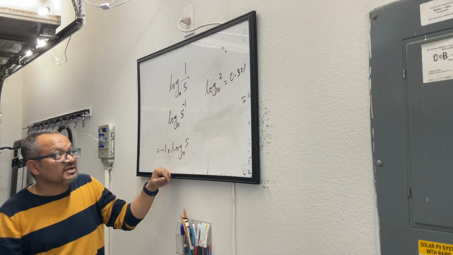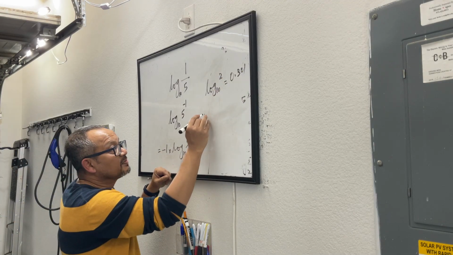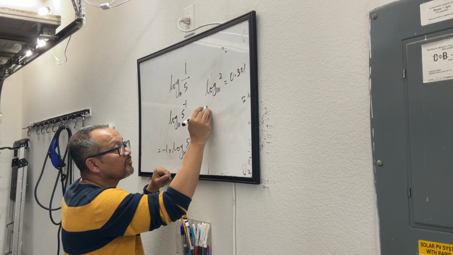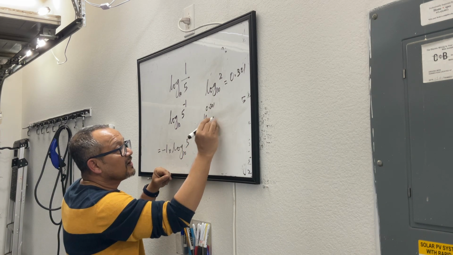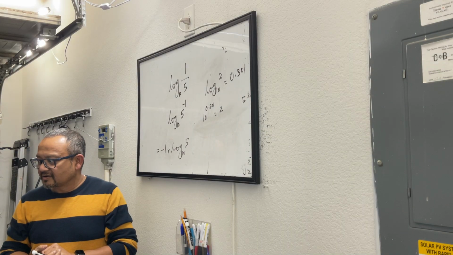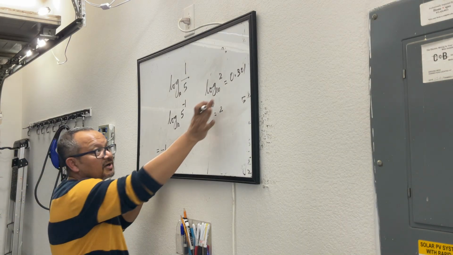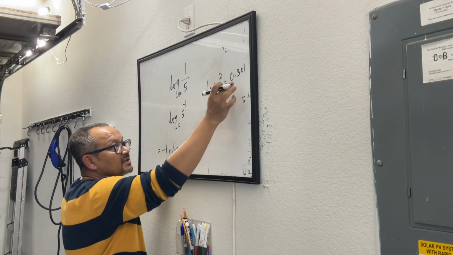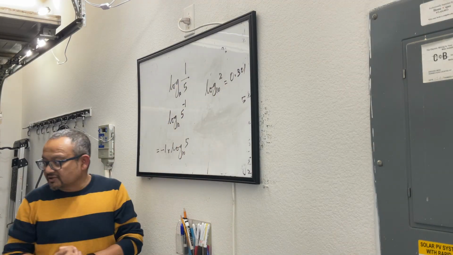So what it means is 10 to the power 0.301 will be equal to 2. So you'll have to memorize this. That's what it says. Or else you have to use a calculator.